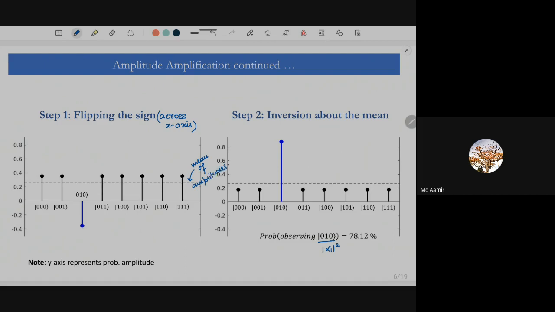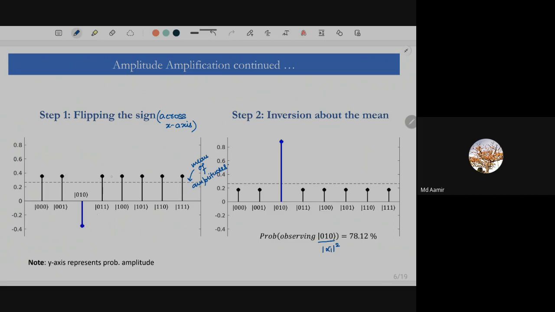And note that we compute the mean of these amplitudes after doing the inversion. So we have the inversion here, 0 1 0 in the blue stick. After doing the inversion, flipping the sign, we will find the amplitude, and we'll find the mean of the amplitudes. That's why we have the mean of amplitudes here as a dotted line, which is less than the amplitude of all the other elements, because we have one element which is negative.